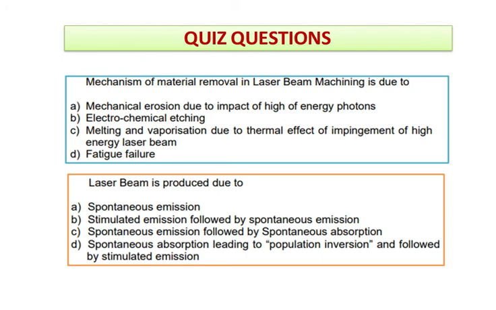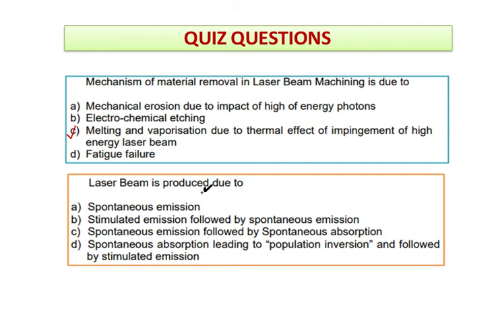The first question that has been asked to you is: the mechanism of material removal in laser beam machining is due to what? Mechanical erosion due to impact of high energy photons, electrochemical etching, melting and vaporization due to thermal effect of impingement of high energy laser beam, or fatigue failure. The correct answer is option C. That is, the mechanism of material removal in laser beam machining is due to melting and vaporization due to thermal effect of impingement of high energy laser beam.